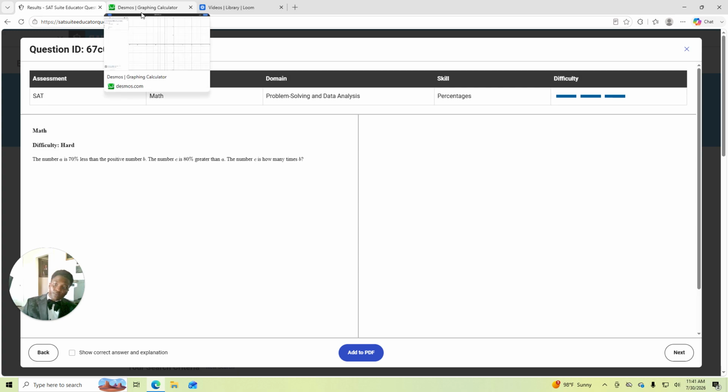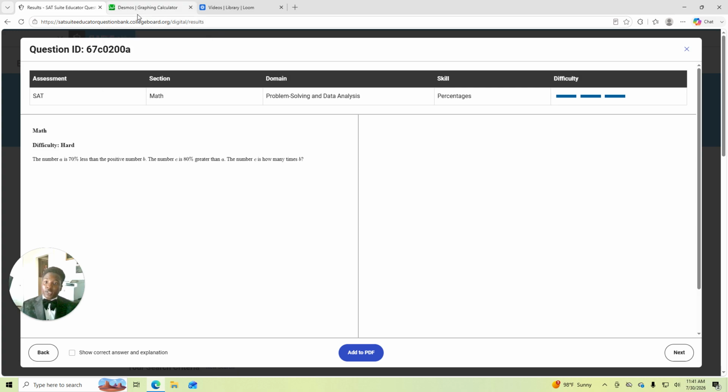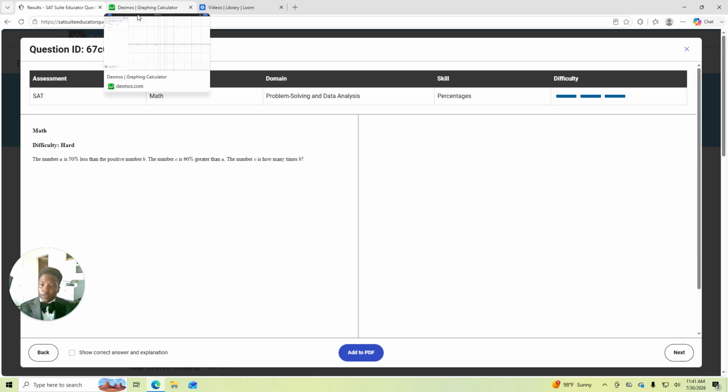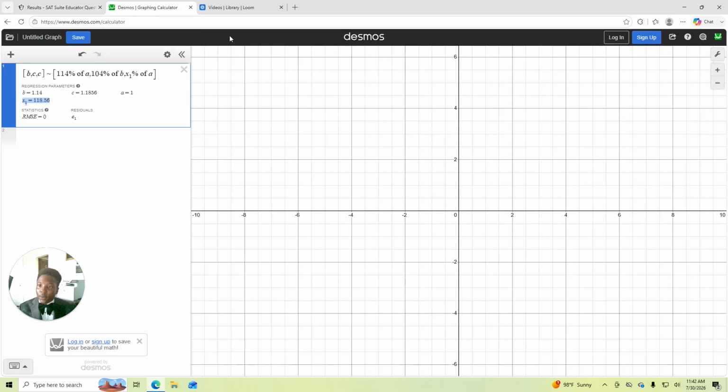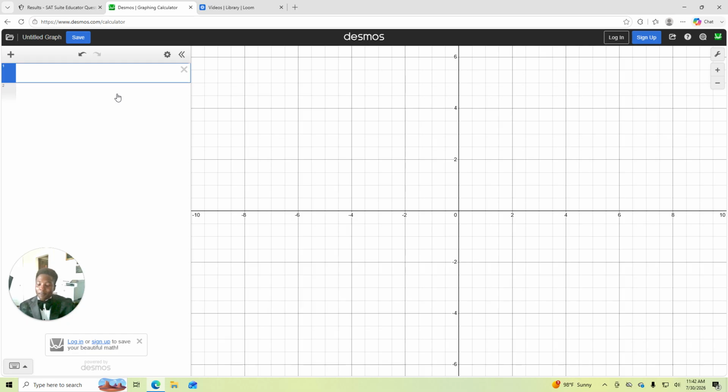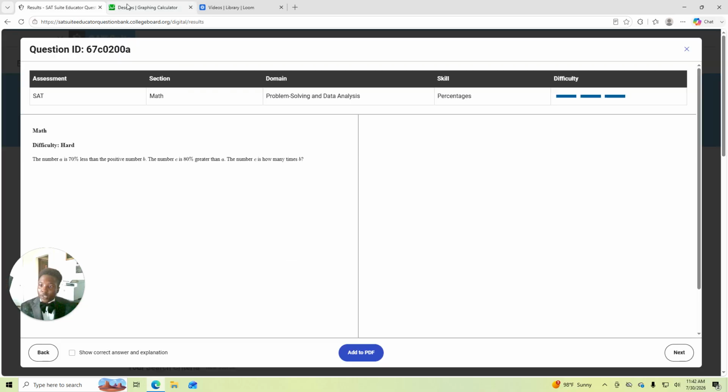A is 70% less than the positive number B. C is 80% greater than A. The number C is how many times B? Okay, so this one's the same concept. Bracket, regression, bracket. And then we set up our systems of equations.